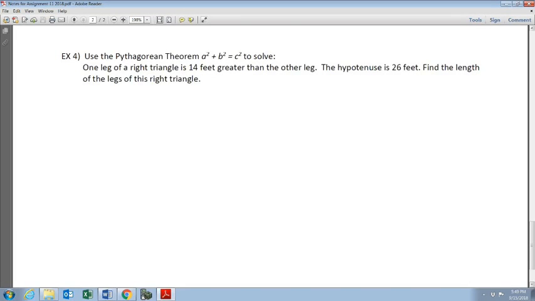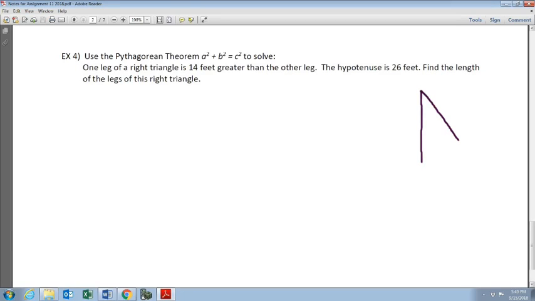In this video, I'm going to be going over the last problem in the assignment 11 notes. It's the one with a squared plus b squared equals c squared. It says use the Pythagorean theorem to solve: one leg of a right triangle is 14 feet greater than the other leg. Hypotenuse is 26 feet. Find the length of the legs of this right triangle.